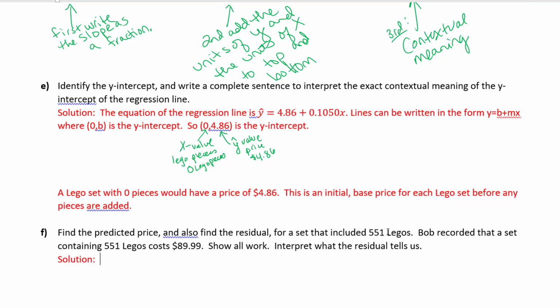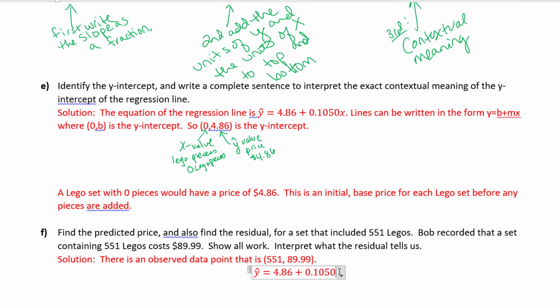It asks us then to find the predicted price and find the residual for a set that included 551 Legos. Notice it does tell us Bob recorded that a set containing 551 Legos cost $89.99. There is an observed data point on our dot plot that is (551, 89.99). That is an observed data point in reality, an observed point from the sample. It asks us, though, to find the predicted price using our model, using our regression equation. Our regression equation is y hat equals 4.86 plus 0.1050x. In this case, the x is the number of Lego pieces, and the y hat is the price.